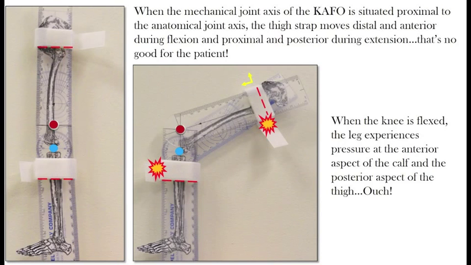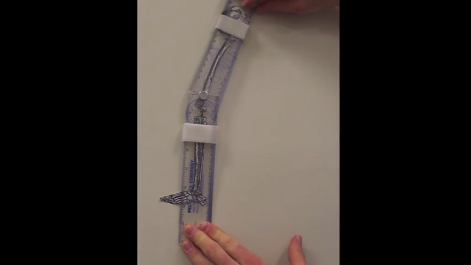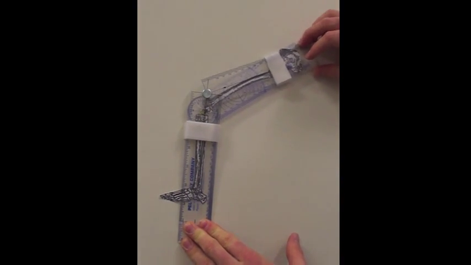When the mechanical joint axis of the KFO is situated proximal to the anatomical axis, the thigh strap moves distal and anterior during flexion, and proximal and posterior during extension. When the knee is flexed, the leg experiences pressure at the anterior calf and the posterior thigh. Here's the demonstration of the previous information.